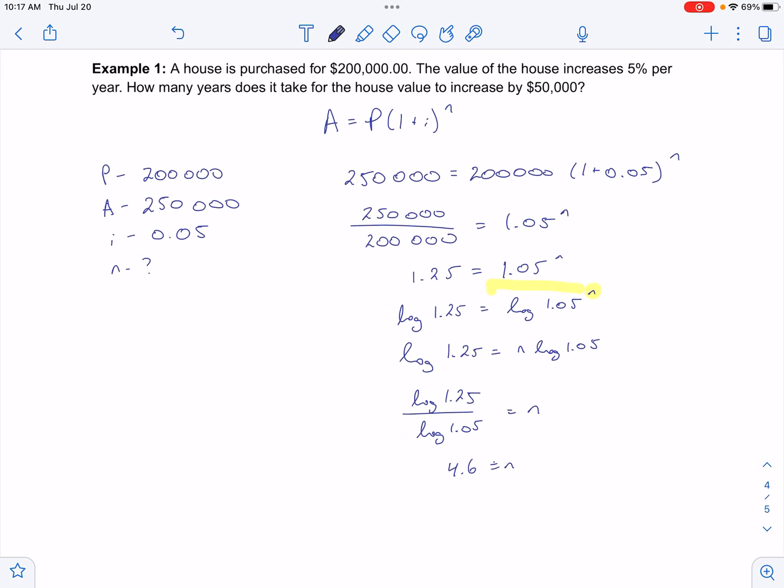And because this is a word problem, I will conclude with a therefore statement. So I'm going to say, therefore, the house value will increase by $50,000 in 4.6 years.